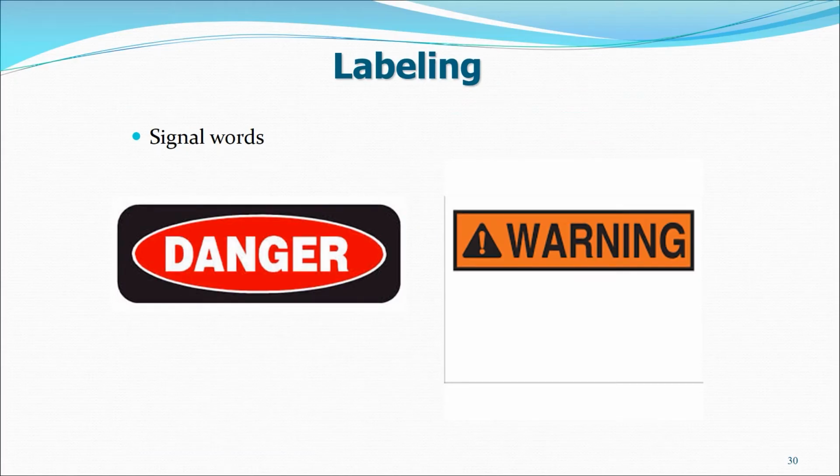Signal words are used to alert you to the severity of the hazard. There are only 2 that are authorized to be used. They are danger and warning. Danger emphasizes the more severe hazards, and warning indicates the less severe hazards.